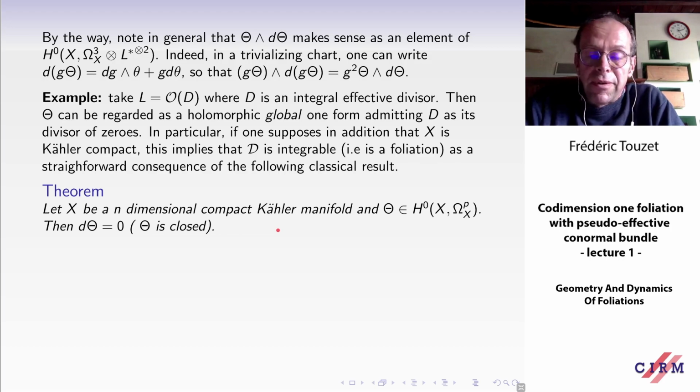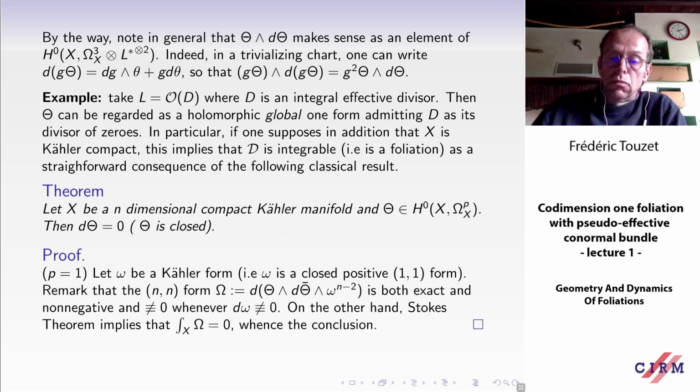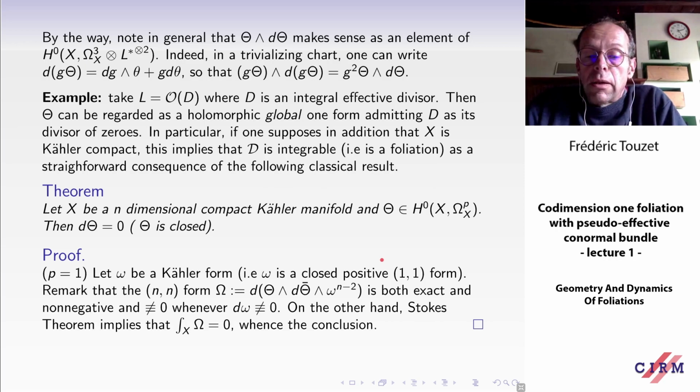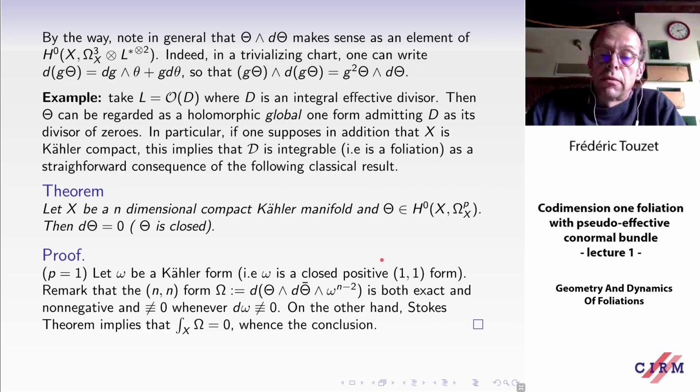is quite instructive for the sequel. Indeed, it is very simple. It mainly makes use of Stokes' theorem. So it goes as follows. You consider a Kähler form omega. It is positive by definition. In particular, from the real viewpoint, it's a symplectic form. And you consider the real volume form obtained by taking the derivative of theta wedge d theta bar wedge omega to the power n minus 2.